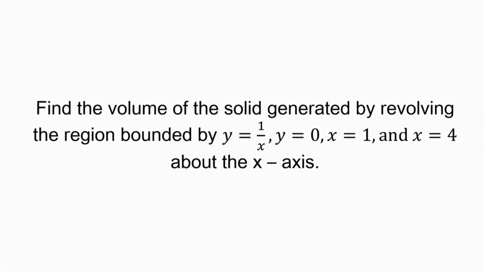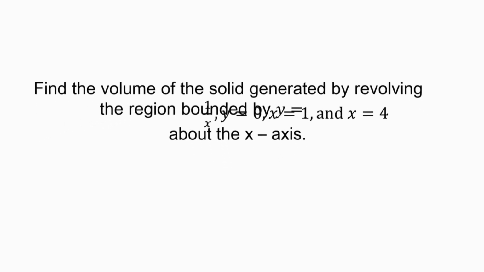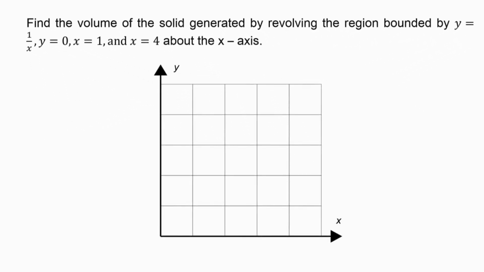Let's find the volume of a solid generated by revolving the region bounded by y equals 1 over x, y equals 0, x equals 1, and x equals 4 about the x-axis. But before we set up the integral, we first need to visualize the region. By plotting the function y equals 1 over x in the boundaries, we can clearly see the area that will be revolved.